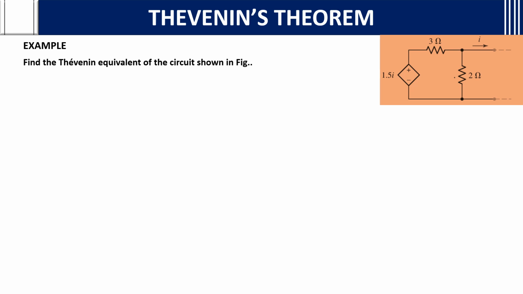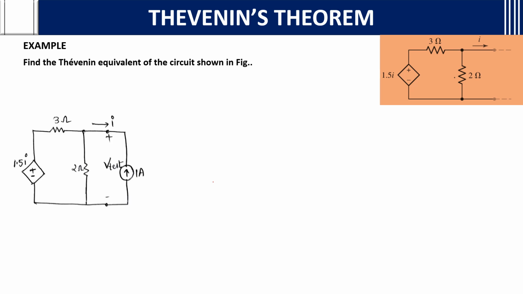Current dependent voltage source. Why? Because the current depends on the current dependent voltage source. We want the Thevenin equivalent of the circuit. How we can do it, we will see. First, 1.5 I, 3 ohms. Then, first what we need to do, there is a dependent source.